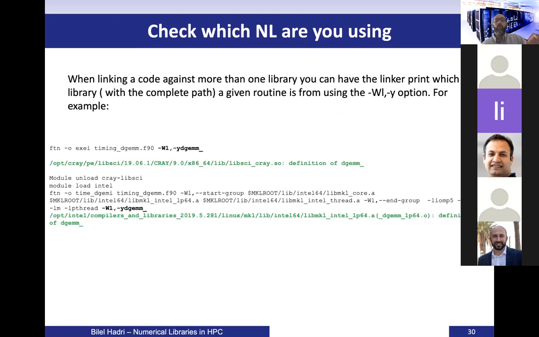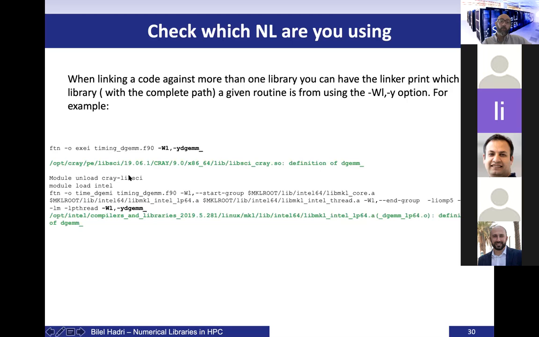Also, for numerical libraries, there is a trick. It's very important to know what you are doing, because sometimes you are not compiling correctly. Use the minus L and comma minus Y dgemm underscore, for example, and you will know which library you are using. For example, here with FTN and by default, it will tell me you are using the Cray libsci.